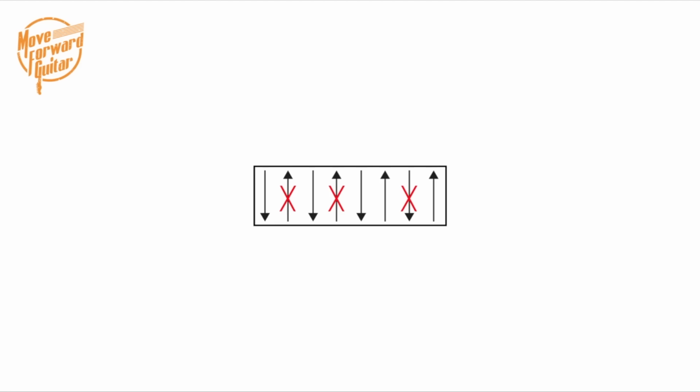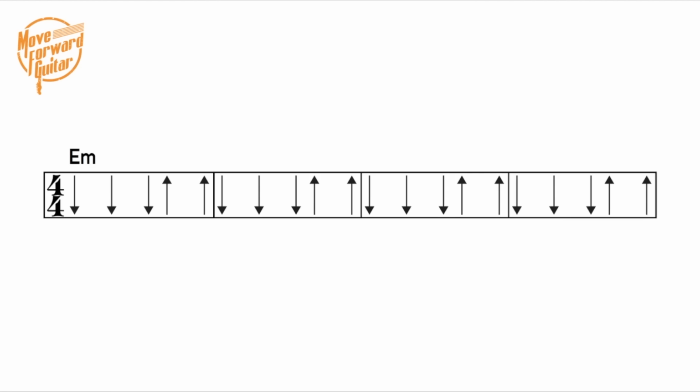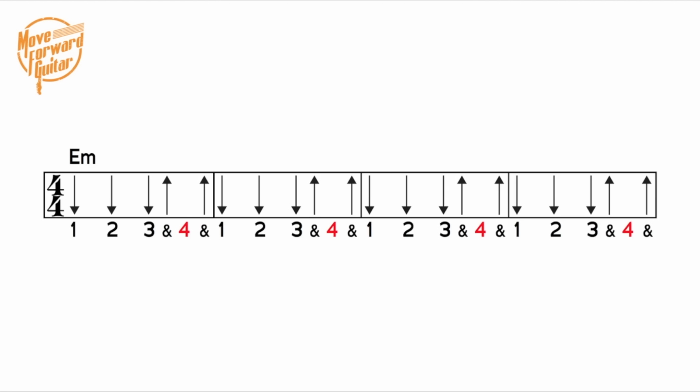Here's another really common strumming pattern. This time we remove the first and the second up strums and the fourth down strum, and you end up with this. And here it is with the E minor chord for 4 bars. And then again, if we count this, we still count that 4, even though it's a down strum that we're skipping, but we only count the up strums that we play.